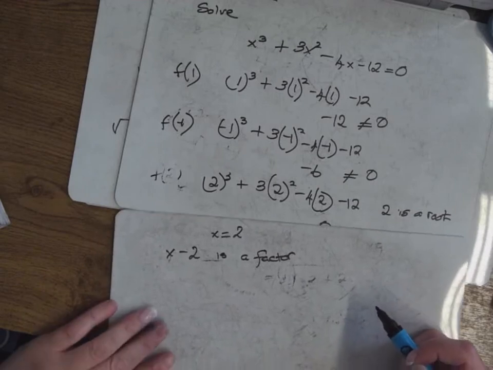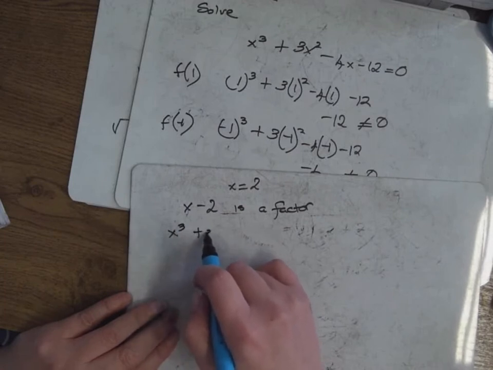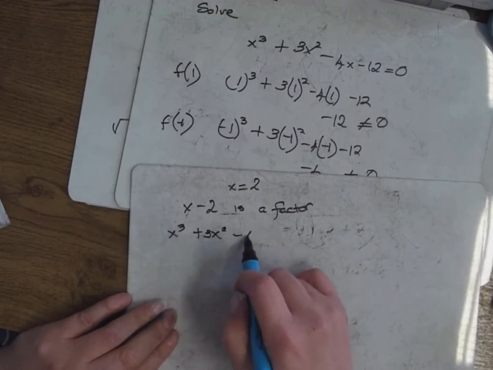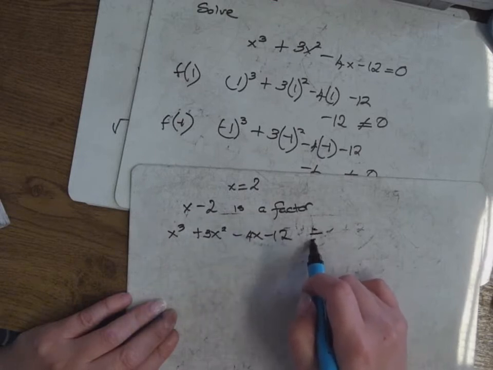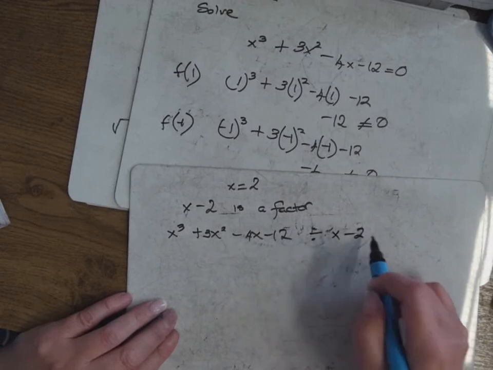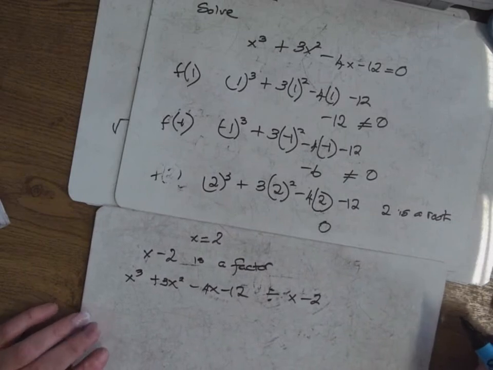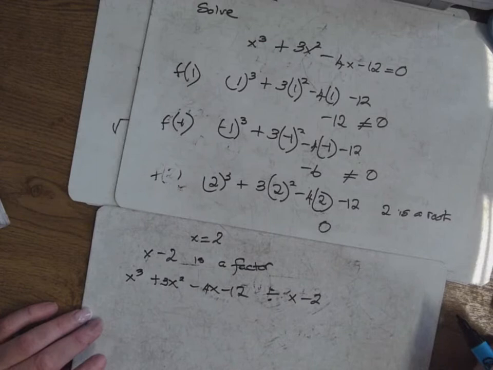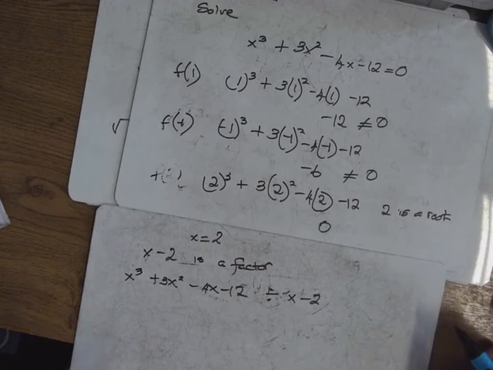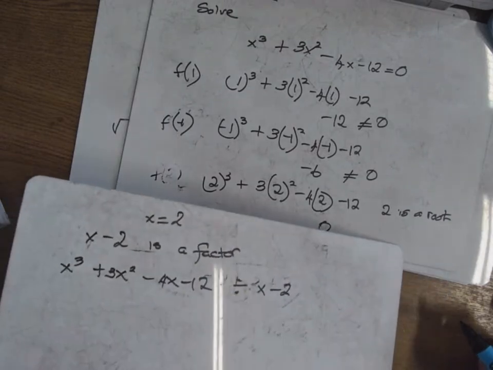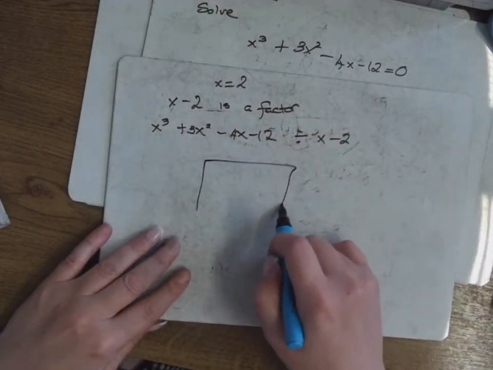Agreed? Now I have to divide my cubic equation, x cubed plus 3x squared minus 4x minus 12, by the factor I just figured out. So you do your long division whichever way you want. I'm a big fan of the box method, so I'm doing the box method. But if you do it with the division sign, off you go. They're really the same thing. There's no one quicker than the other.